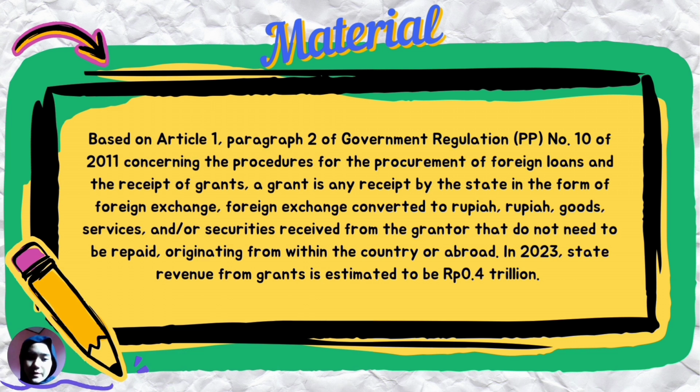Based on Article 1, Paragraph 2 of Government Regulation (PP Number 10 of 2011) concerning the procedures for the procurement of foreign loans and the receipt of grants, a grant is any receipt by the state in the form of foreign exchange, converted to goods, services, and/or securities received from the grantor that do not need to be repaid, originating from within the country or abroad. In 2023, state revenue from grants is estimated to be 0.4 trillion rupiah.